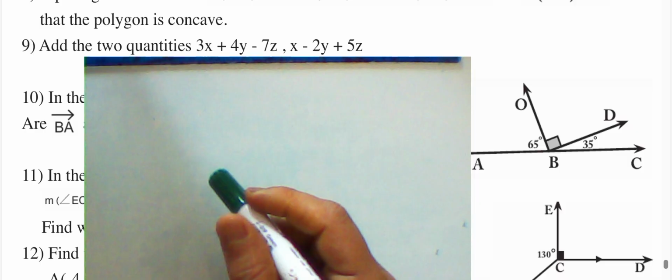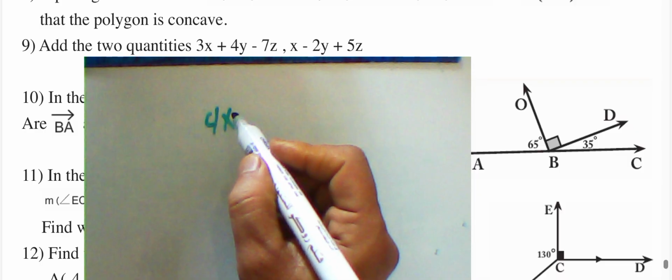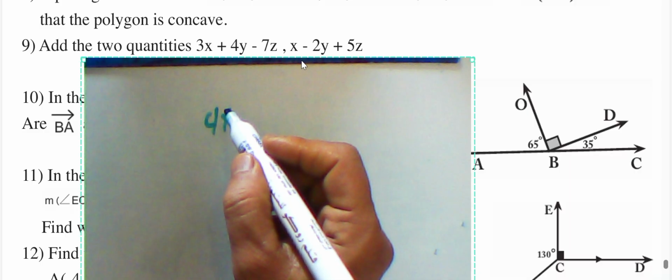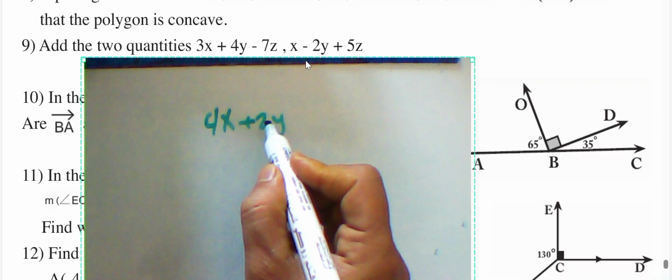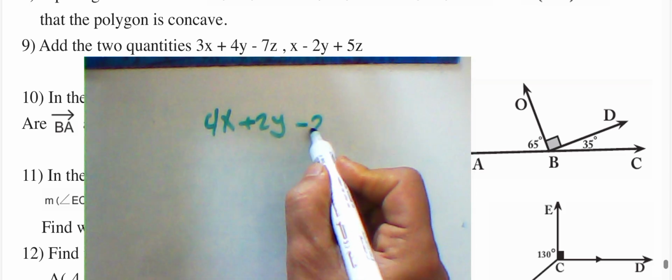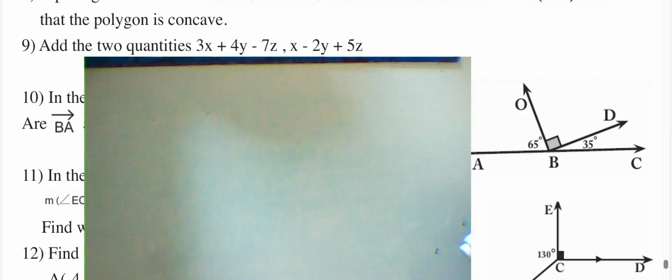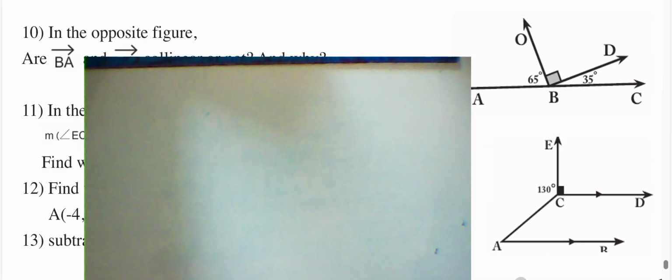Two quantities here we can collect together. 3x plus x will be 4x, and 4y plus negative 2y will be positive 2y, and negative 7z plus 5z will be negative 2z. Next question.